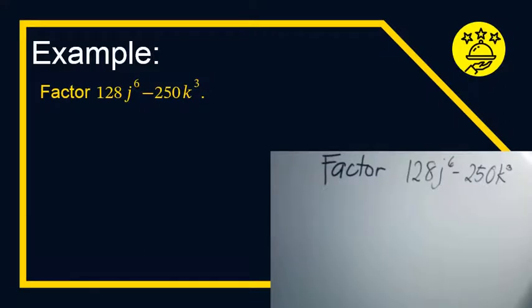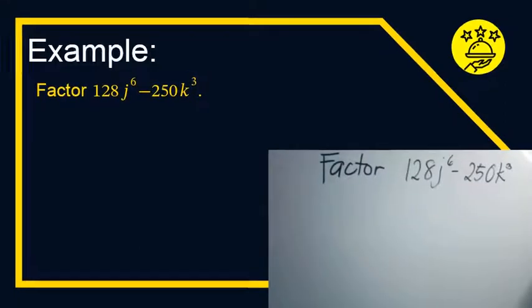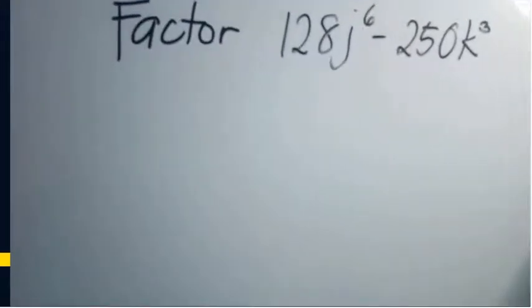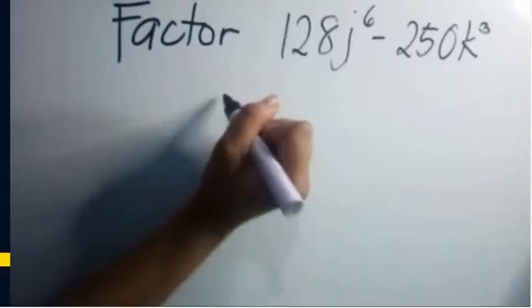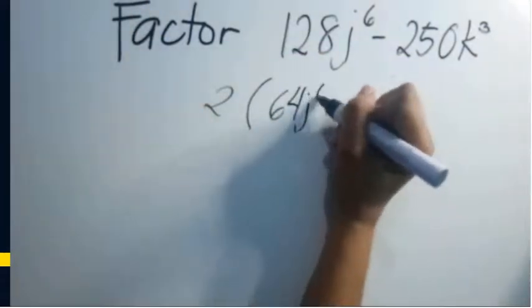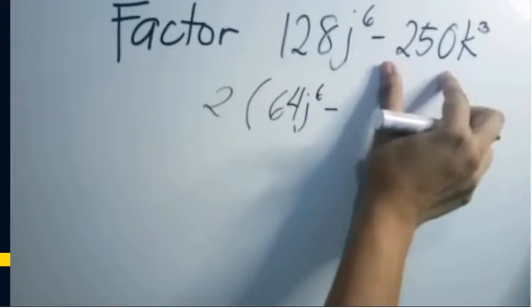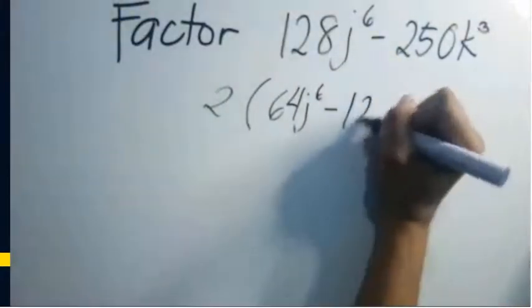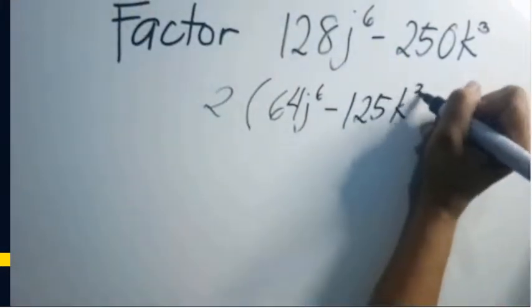So let us try to factor 128j to the sixth power minus 250k to the third power. First, we're going to find the greatest common factor. So the greatest common factor is 2. So 128j to the sixth power divided by 2 is 64j to the sixth power, minus 250 divided by 2 is 125k to the third power.